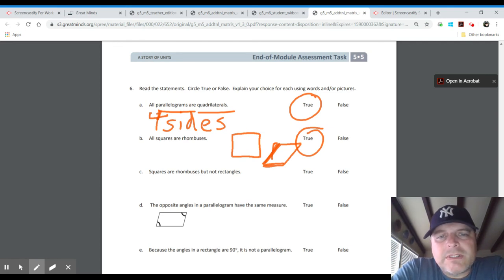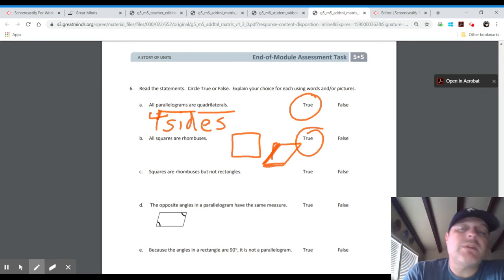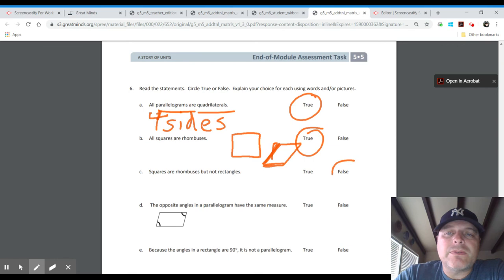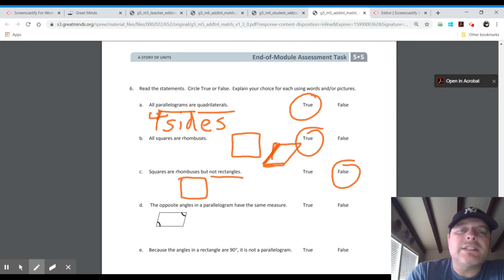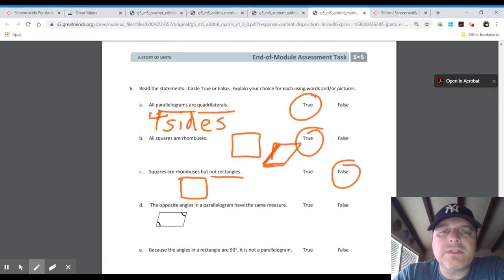Squares are rhombuses, but not rectangles. All squares can be rectangles. So we're going to have to say that's false, because squares are rhombuses, but they are also rectangles. Squares can be rectangles. True. Since a square has 4 equal sides, and a rectangle has to have 4 sides where the opposite sides are equal, that's always going to be true with a square.